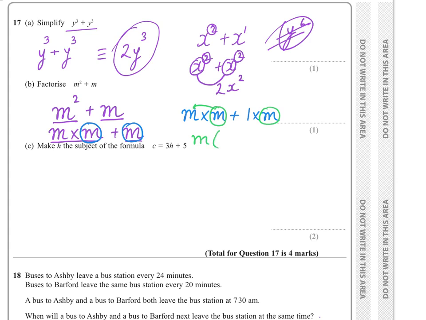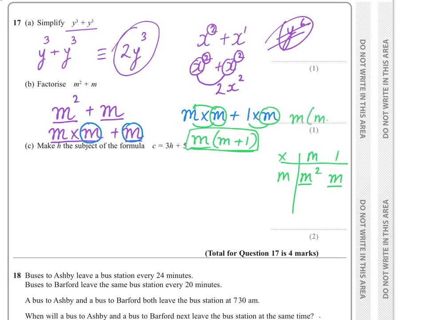Now, what we'd end up with is a common factor of m, and what would we have left? Well, we'd have m times this m here, plus m times 1 here. And if we multiply this out in a grid, and we had m plus 1 here, and m here, we'd have m squared and then 1m, which gives us m squared plus m. So this is the factorised form here, and this is what I would write in the answer.